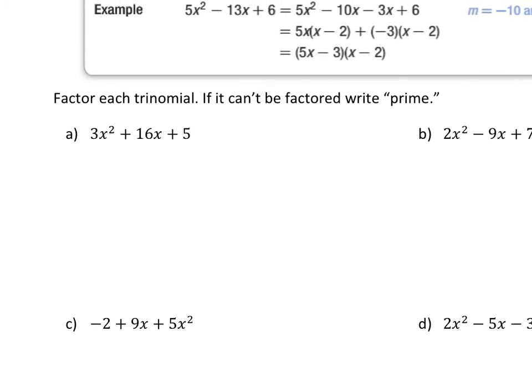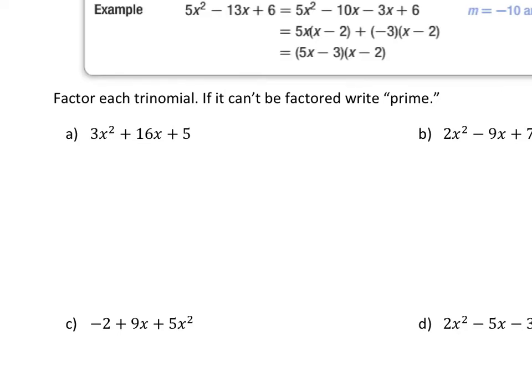So factor each trinomial. If it can't be factored, write prime. And remember, we always want to check for GCF first. You want to make sure there's no greatest common factor. If there is, we need to pull it out absolutely first. When you factor anything, you always must check for GCF. Okay.